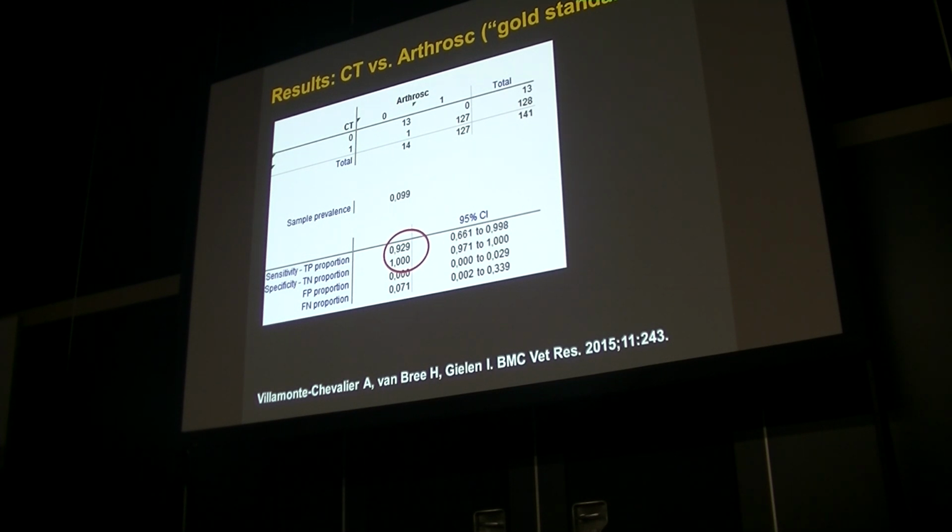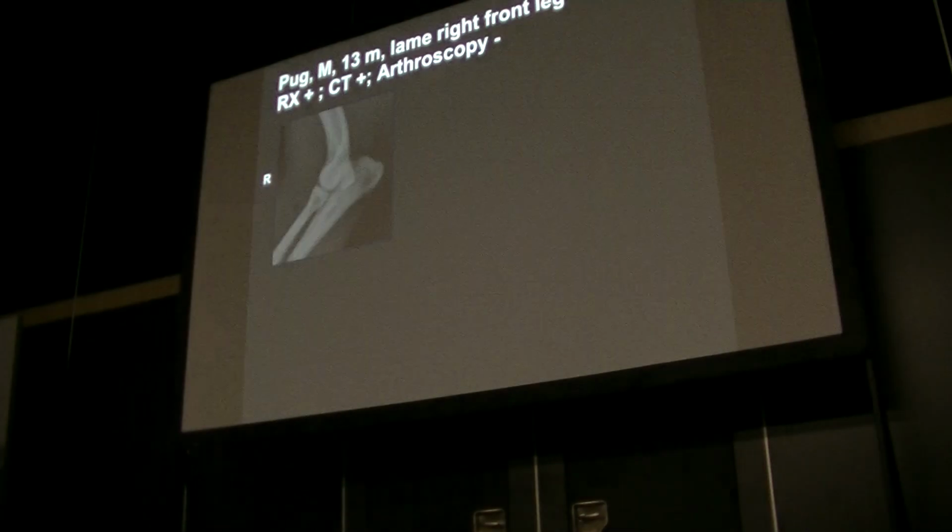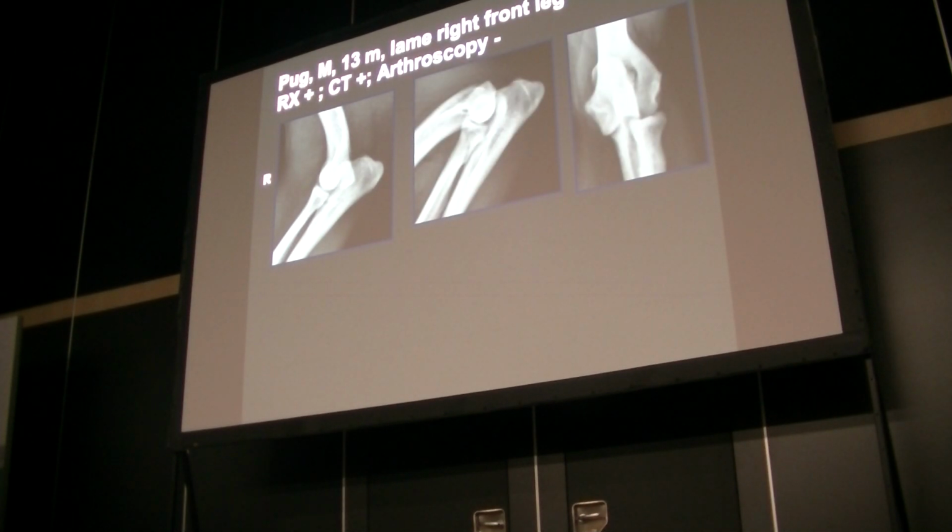The correlation between the CT findings and arthroscopic findings was very, very good, as we see here. Also high sensitivity and a very high specificity. So the conclusion of this study is that CT could be used as a gold standard in relationship to arthroscopy. The one that was scored positive on CT is this one, and this is a very atypical pug. However, he was lame on his front leg and suspicious of having elbow pathology.